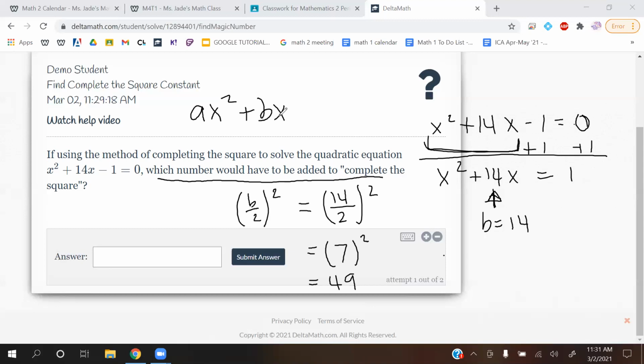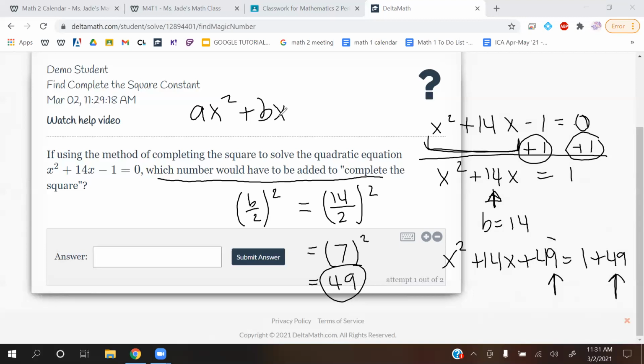So I'm going to do that over here. X squared plus 14x plus 49 is equal to 1 plus 49. So I added 49 to both sides. Notice that the 49 gets added to both sides so that it's still equal. It's just like anytime you solve, if I add a 1 to one side, I have to add a 1 to the other side, right? So if we're adding 49, our magic number, I'm going to add it to one side, but I'm also going to add it to the other side so that they stay equal.